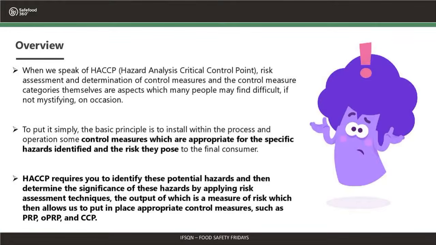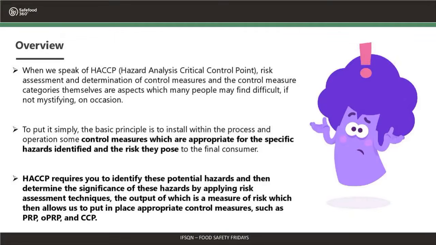So when we talk about HACCP, Hazard Analysis Critical Control Point, risk assessment and determination of control and control measure categories themselves are often aspects that confuse people. And hopefully today everybody will be able to get a little bit of clarity on the difference between these different control measure categories. Really, with HACCP, the basic principle is to install within the process and operation some control measures which are appropriate for the specific hazards identified and the risk they pose to final consumers.